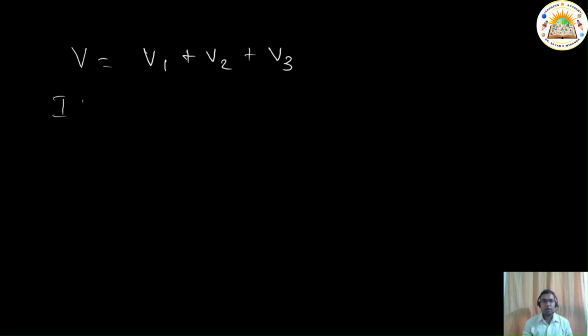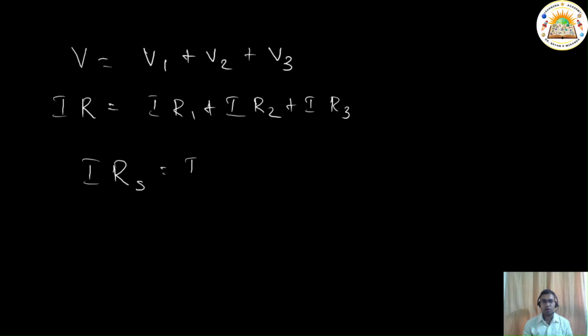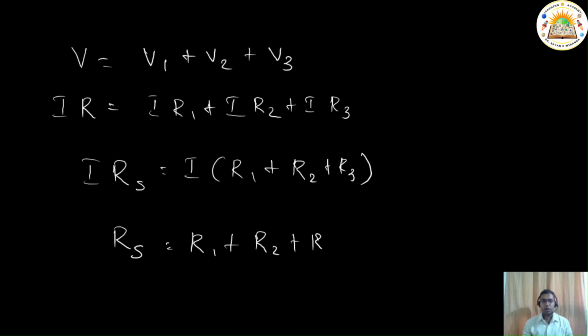I have IR is equal to IR1 plus IR2 plus IR3, or IRS is equal to I of R1 plus R2 plus R3, or RS is equal to R1 plus R2 plus R3. So the resistance in series, when I see, it simply adds up. All the resistances just get added up.